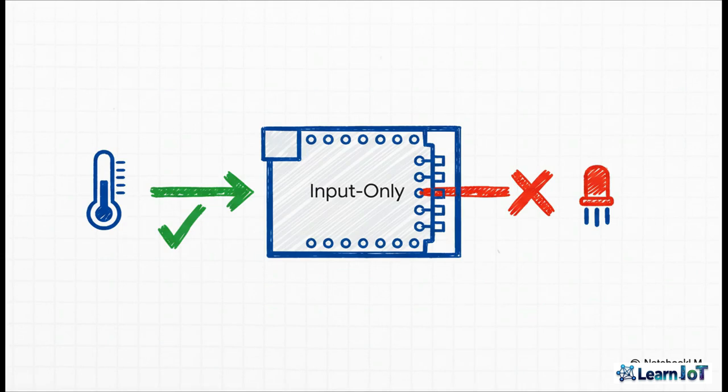And finally, there's one last special group you need to know about: the input-only pins. That's 34, 35, 36, and 39. These pins are great for reading data from a sensor, but they are physically incapable of sending voltage out. You can't use them to turn on an LED. Your code will work, you won't get any errors, but the light just won't turn on. It's a classic trap for beginners.